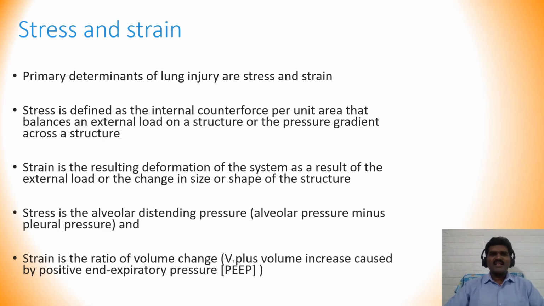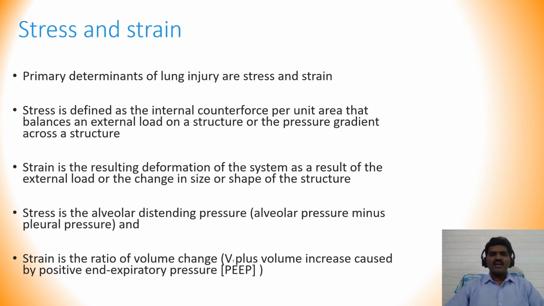Next is the stress and strain. Primary determinants of lung injury are stress and strain. Stress is defined as internal counterforce per unit area that balances the external load in a structure, or the pressure gradient across the structure. Strain is nothing but the deformation of the system as a result of external load, or change in size or shape of the structure.